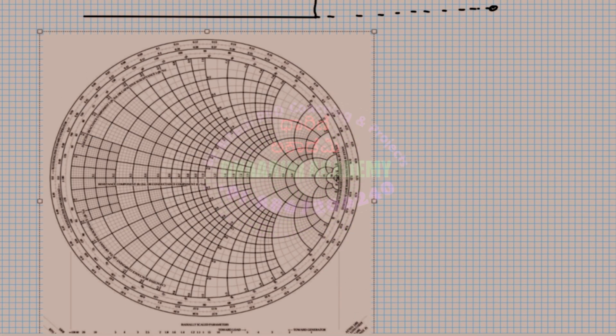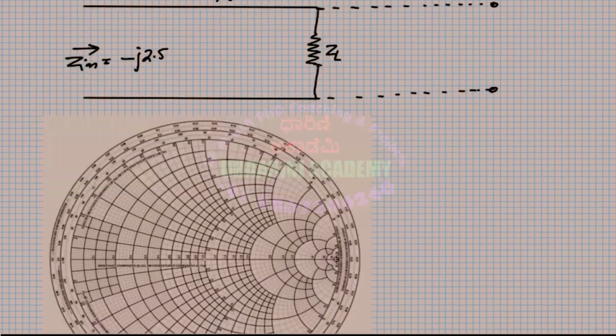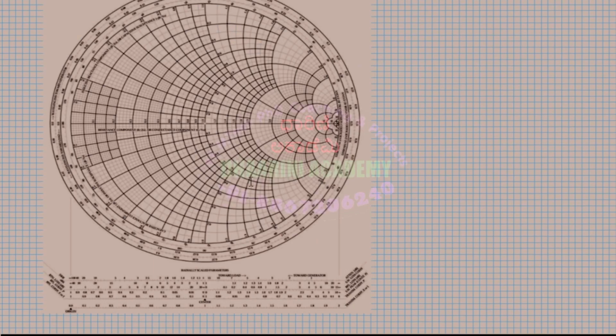Now in order to answer the question, the first part of the question is to find the load impedance. So first we begin with the input impedance, that is equal to minus J 2.5. Correct. So input impedance is given, Z in equal to minus J 2.5. First, let us mark that on the Smith chart.